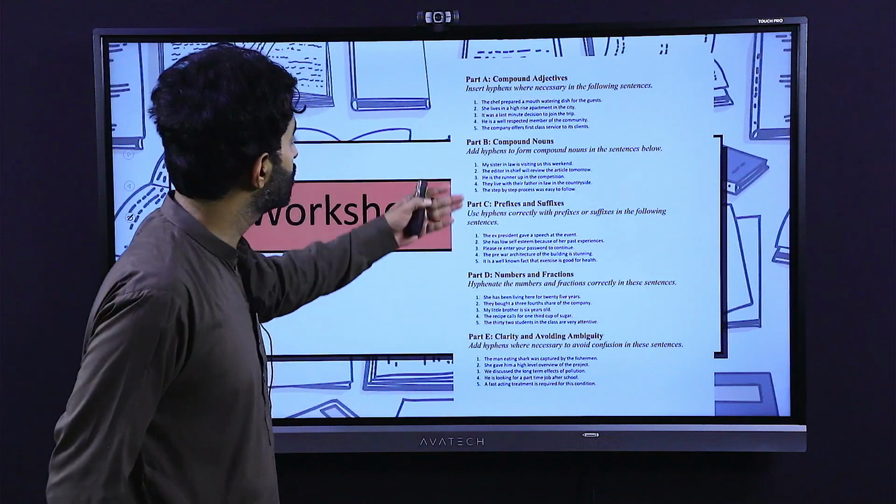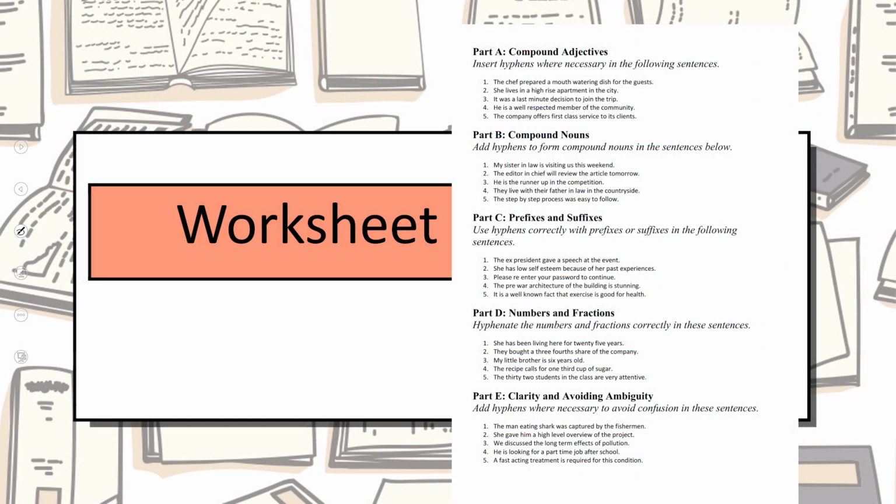Now, students, here is your worksheet. And what are we talking about in the worksheet? This will be attached with your resources. After attending this lesson carefully, students who are watching on YouTube, the resources will be shared in the description, and students who have joined us on Zoom class, you can get that also. So the worksheet has 5 parts. Part 1 or part A, you have to insert hyphens where necessary in the following sentences, and they are having compound adjectives as we talked about.